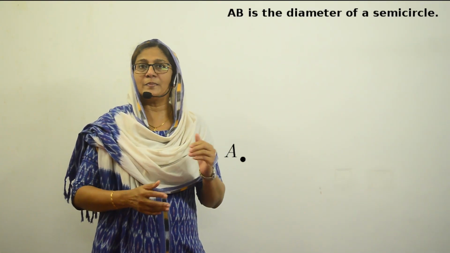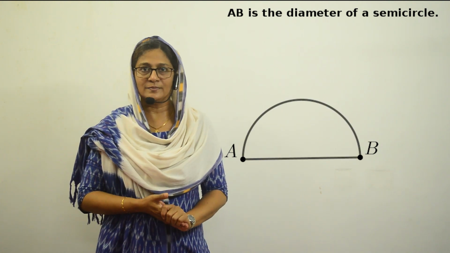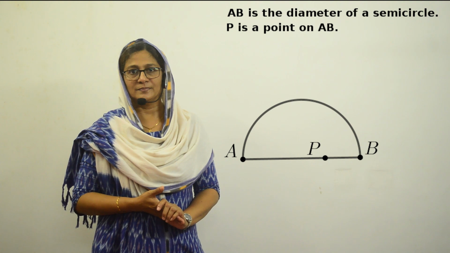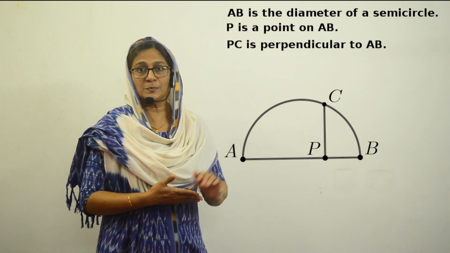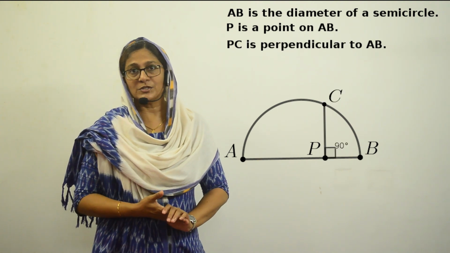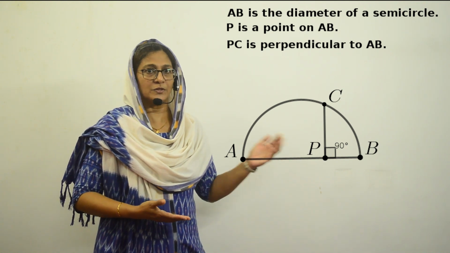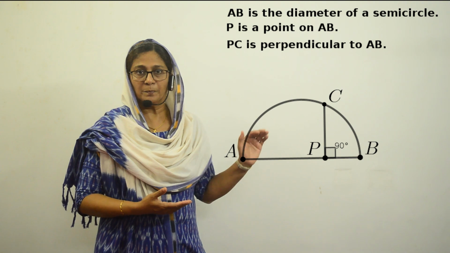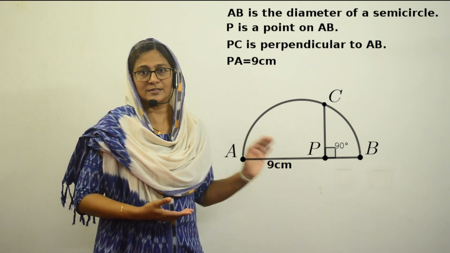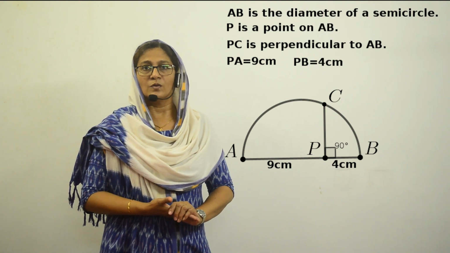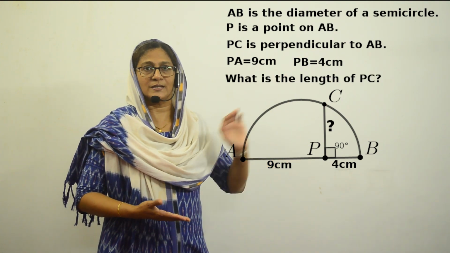Here is question number 3. AB is the diameter of a semicircle. P is a point on AB and PC is perpendicular to the diameter AB, as seen in the picture. If PA is 9 centimeters and PB is 4 centimeters, what is the length of PC?